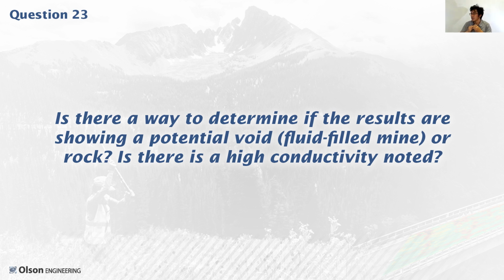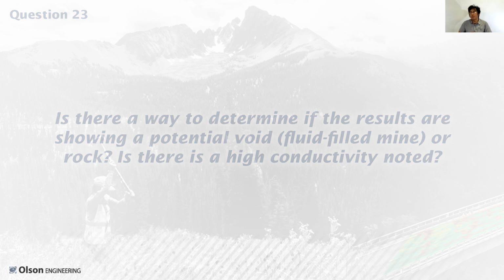Okay. Is there a way to determine if the results are showing a potential void, i.e. fluid-filled mine or rock? Is there a high conductivity noted? So you're asking if I have a void, can you tell if it's full of liquid or air? And the answer is usually yes, but it depends on the material. In order to see something, we need to have a velocity contrast. If your saturated rock has a similar velocity to water, then you're probably not going to see that. Yeah, so it depends.